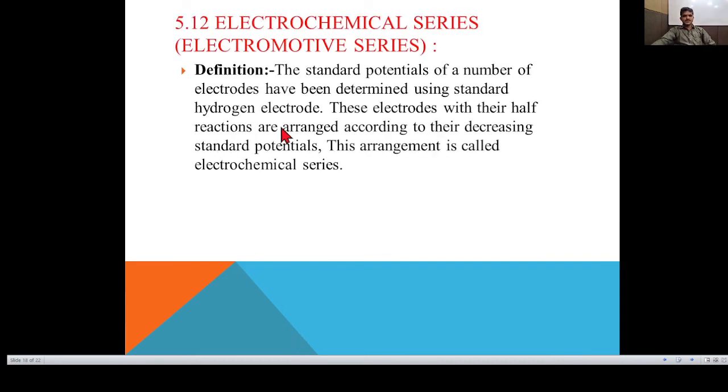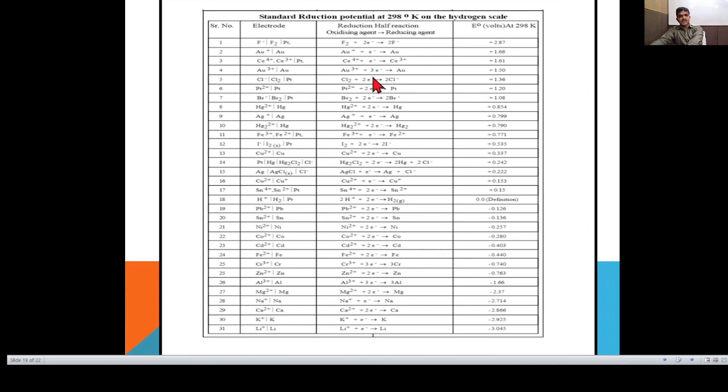Electrochemical cells: the electromotive force series. In the electromotive force series, the standard potentials of a number of electrodes have been determined using the standard hydrogen electrode. These electrodes with their half reactions are arranged according to their decreasing standard potentials. This arrangement is called the EMF series. That means in this series, electrodes and electrode half reactions are arranged in the order of decreasing standard potential. This is the EMF series.